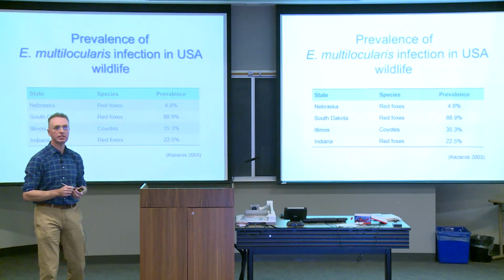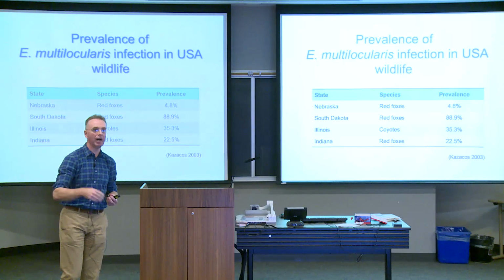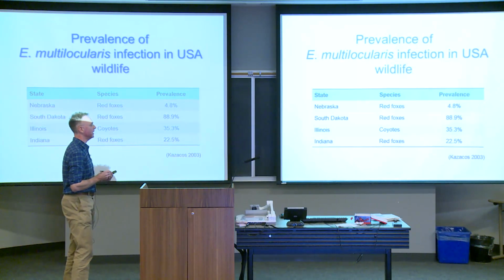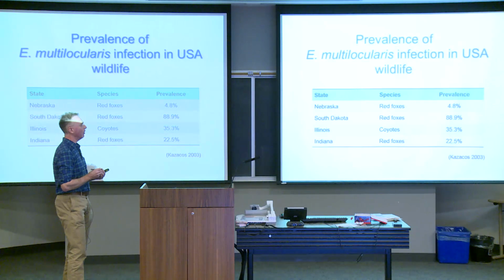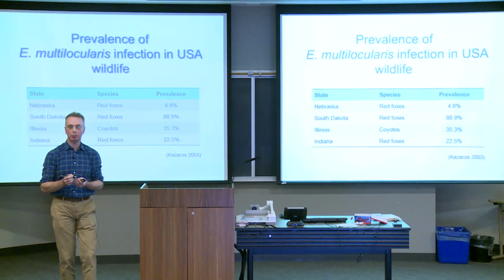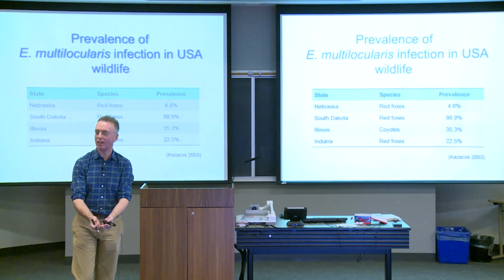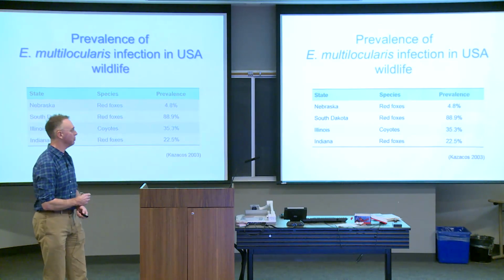And it's been there for a long time, and over that period, a number of people have done surveys of wild canids, particularly in various US states, to determine the proportion of foxes or coyotes infected. It varies anywhere between 5 and about 89%. It's usually somewhere between about 20 and 30%. So it's a relatively common infection in wild canids throughout that distribution.